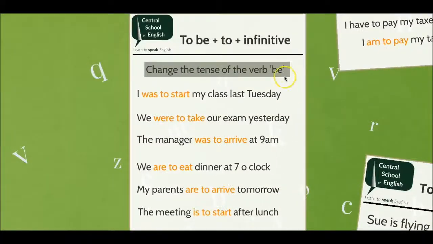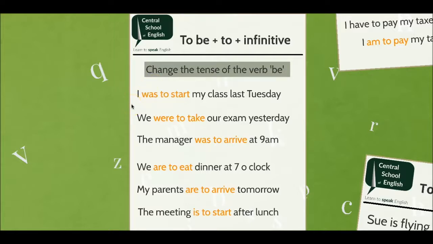When we use this structure, we must change the tense of the verb to be depending on when we are referring to. For example, I was to start my classes last Tuesday. In this sentence, the speaker uses the structure to be plus the infinitive with to communicate a past plan. Because I am communicating a past plan, I have used the past simple of the verb to be.